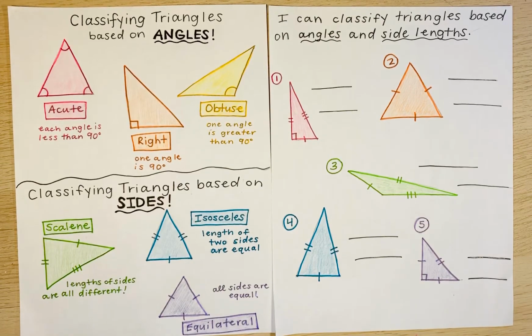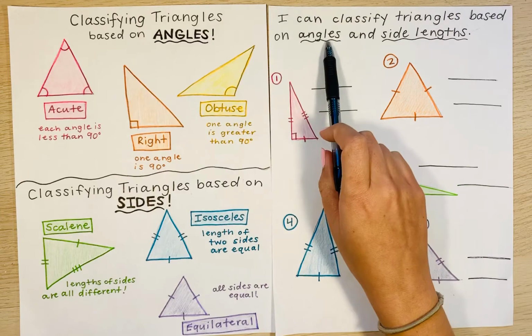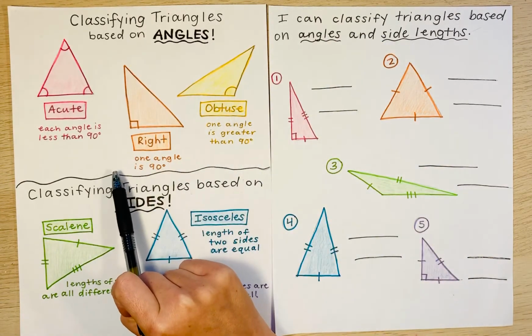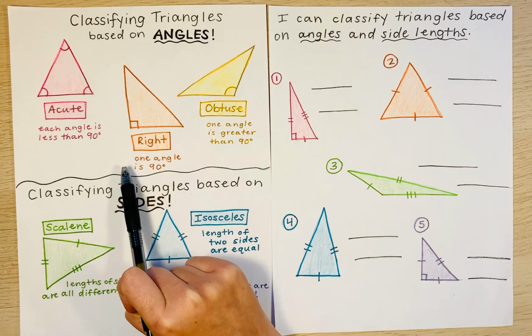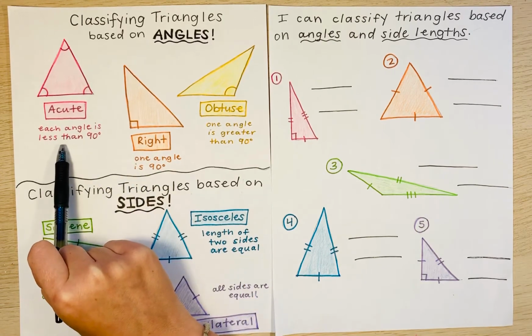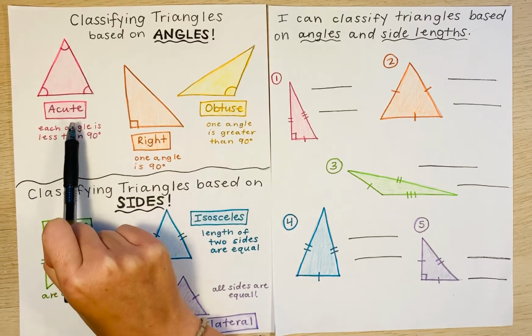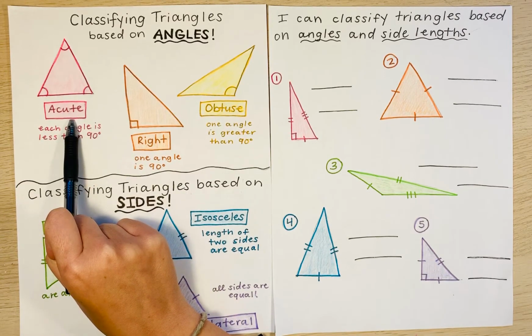Today we will be classifying triangles based on their angles and their side lengths. So I first want to talk about how we can classify triangles based on their angles. If you take a look at this triangle, you notice that all of the angles are less than 90 degrees. So that means it's an acute triangle.